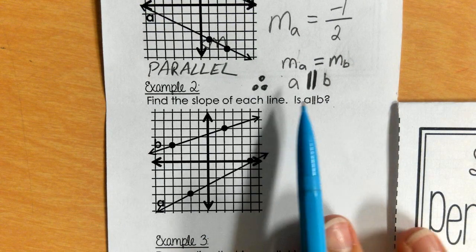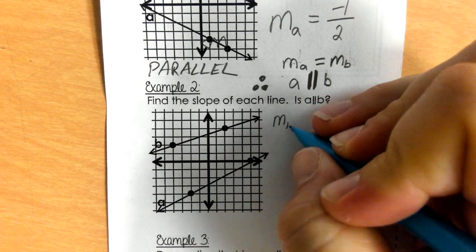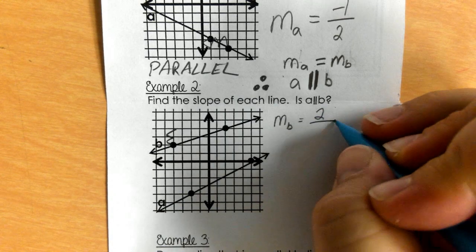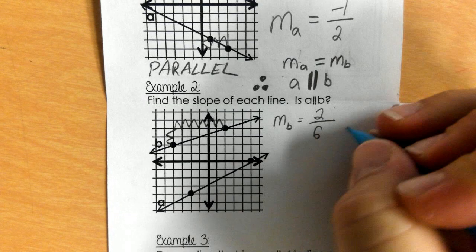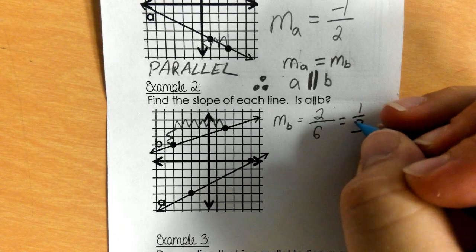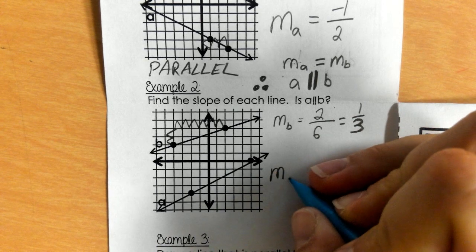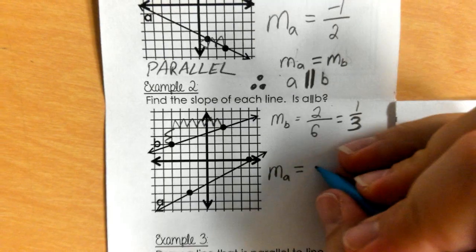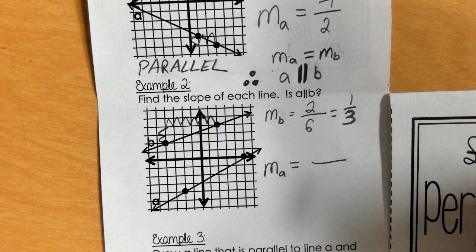All right, number 2, find the slope. Is line A parallel to line B? Well, the slope of B is going to be 1, 2 over 1. Find that slope and simplify. What about the slope of line A? Find the slope of line A and then play the video.